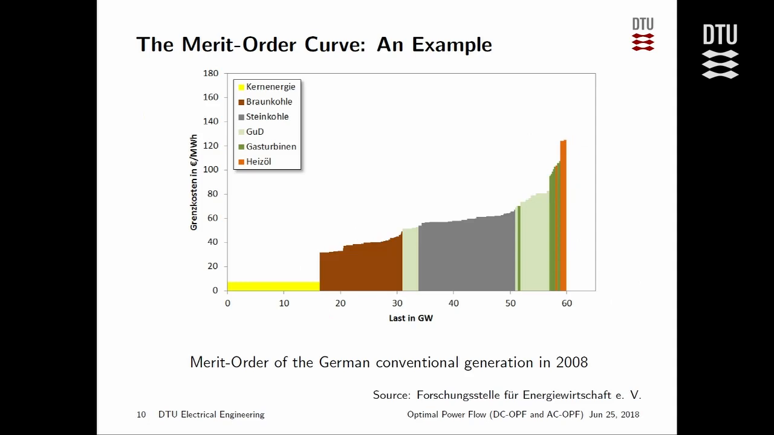This is an example of a merit order curve. Okay, this is from Germany about 10 years ago, but this is how operators used to do that, especially also before the unbundling, how they would dispatch their generation. You can see that the cheapest one is actually nuclear energy. Then we go into coal, different kinds of coal, and then gas and heat, and then only gas turbines, and at the end, the most expensive ones are the diesel generators. Okay.